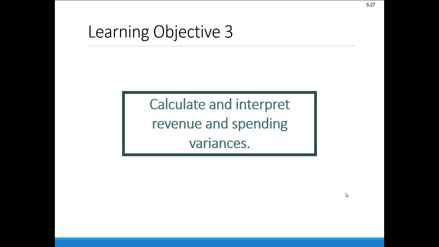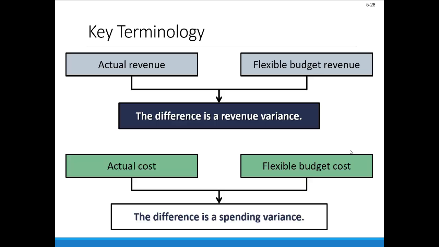Welcome back everyone. This is the second video for Chapter 9 discussion, and we're starting here with Learning Objective 3, Calculate and Interpret Revenue and Spending Variances. So in the last video, we talked about activity variances and isolating differences in results driven by changes in activity between our expected level and our actual level. Now we're going to try to figure out differences versus expectations after having already accounted for those changes driven by activity. So changes or differences driven by something other than a change in volume.